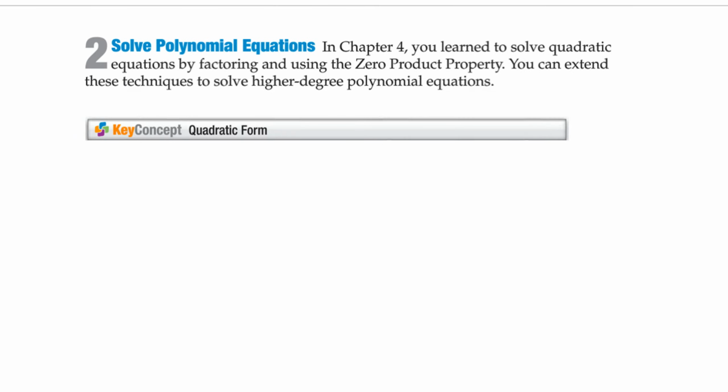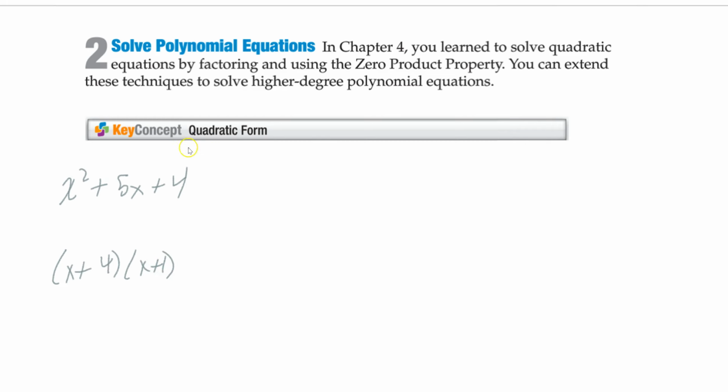Okay, so next part is actually a very important concept, and it's called quadratic form. So the idea is this. We know how to factor if I gave something like x squared plus 5x plus 4. You'd be like, oh, it's x plus 4, x plus 1.